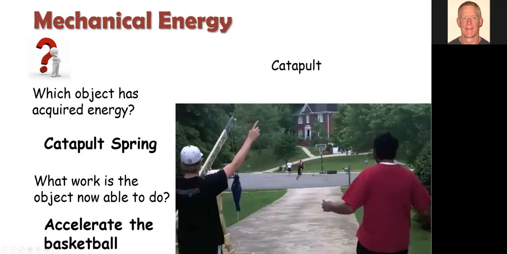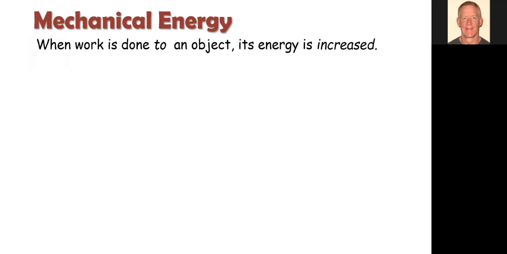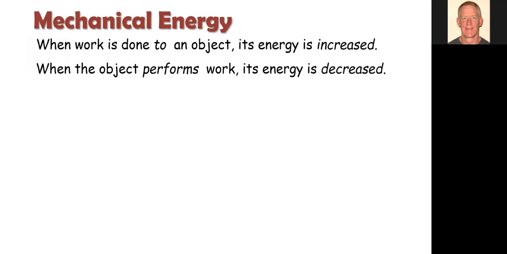So the work that the catapult is then able to do is cause the basketball to set into motion, to accelerate the basketball. Okay, so that's this concept of energy. Energy, by definition, is an object or a system's ability to do work. So when work is done to an object, we increase its energy. Okay, so as we wind up the spring, or we pull back the bow and arrow, or we stretch the catapult spring, we're doing work to the object and we're increasing that object or that system's energy level.